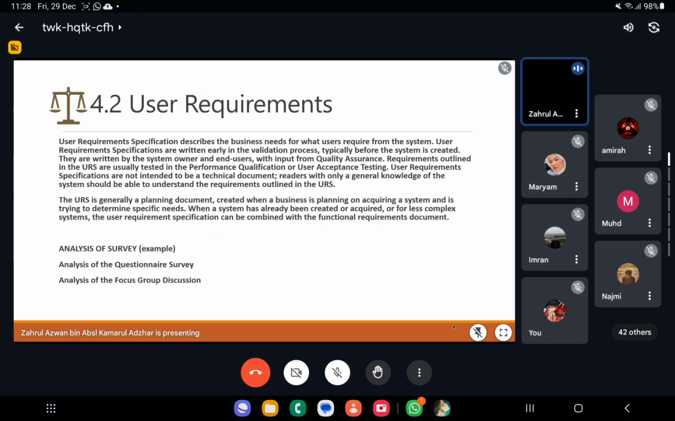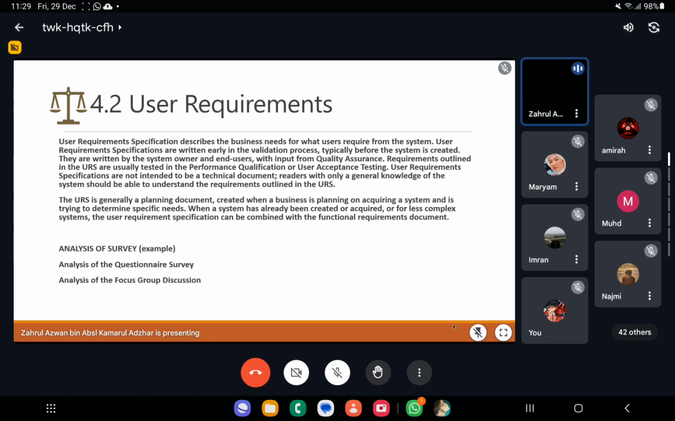Okay, so later on, when you do the UAT, they will also refer to this URS document, because you have to remember that during the UAT, one of the parts is that you must test the process. Does the process follow the URS or not? So this is one of the documents that you will refer to.